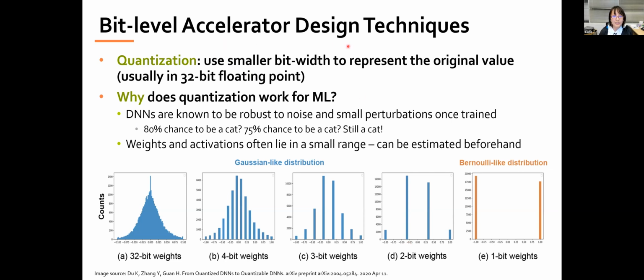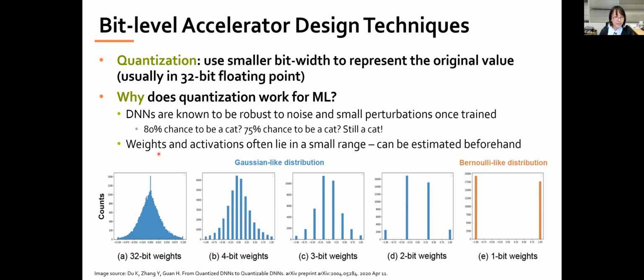For bit-level accelerator design techniques, the most popular and efficient way is quantization. With quantization, we can use smaller bit widths to represent the original value. Everyone knows quantization right now. But why does quantization work for machine learning? Because DNNs are known to be robust to noise and small perturbation once trained. For example, I don't care whether you have an 80% chance to be a cat or a 75% chance to be a cat, it's still a cat. We don't care about the exact number. So that's why ML algorithms are robust to quantization.